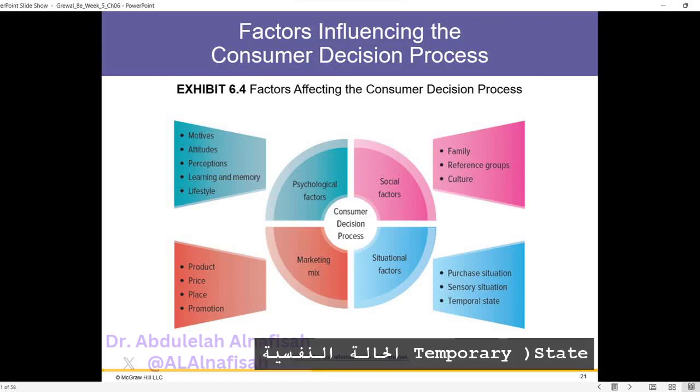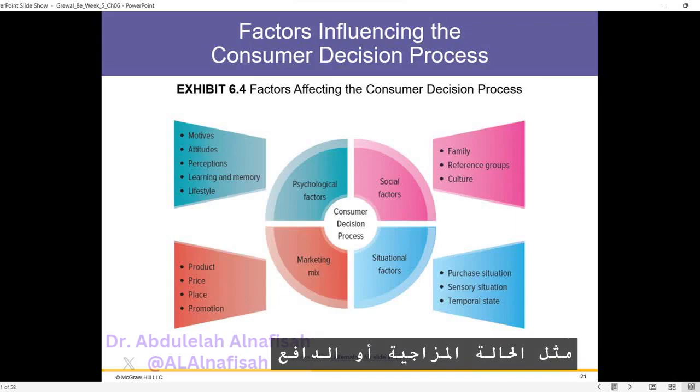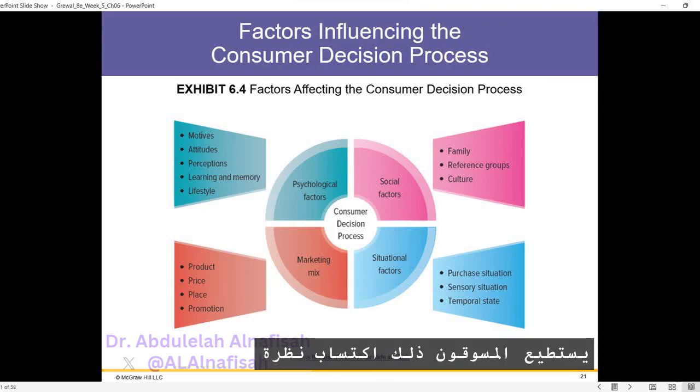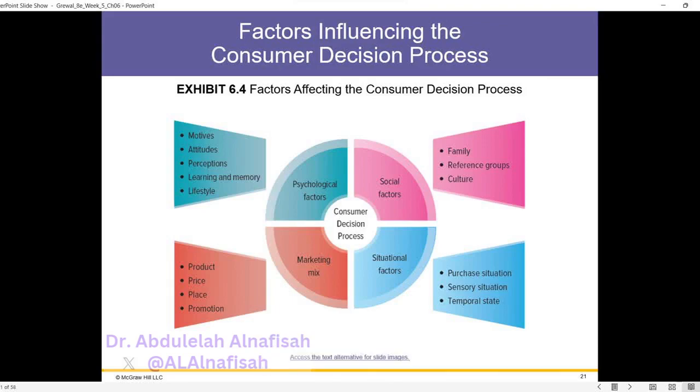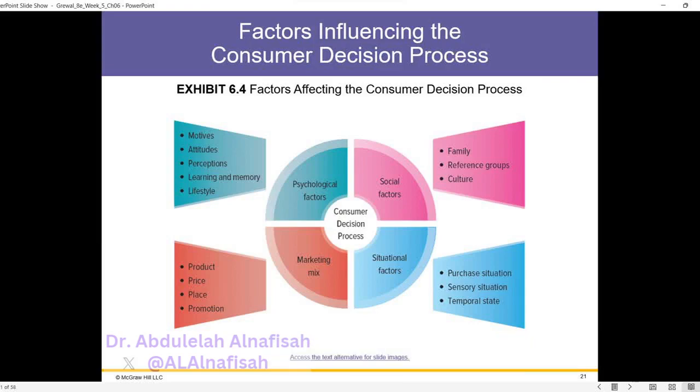Temporal state, the psychological or physiological state of consumers at a given moment, such as their mood, motivation, or energy level. Temporal states can influence purchasing behaviors. By understanding these factors and their sub-elements, marketers can gain insights into consumer decision-making processes and develop effective strategies to meet consumer needs, influence choices, and build strong customer relationships.